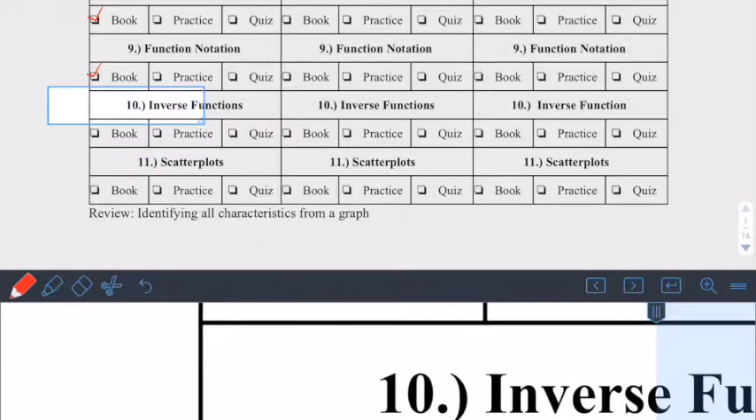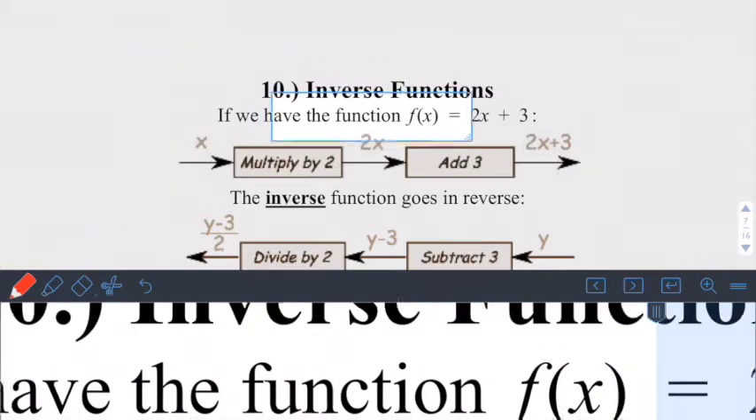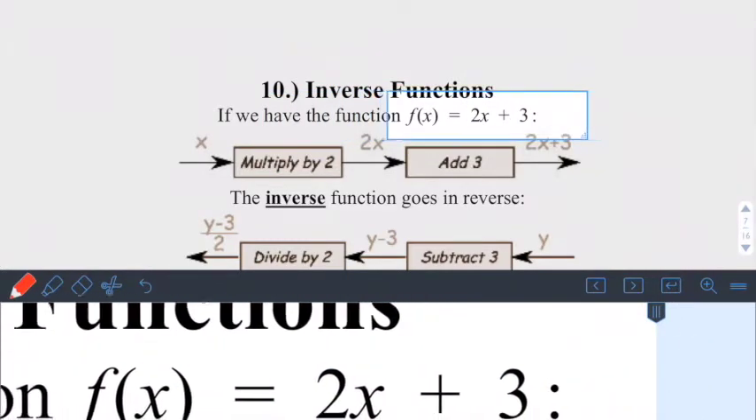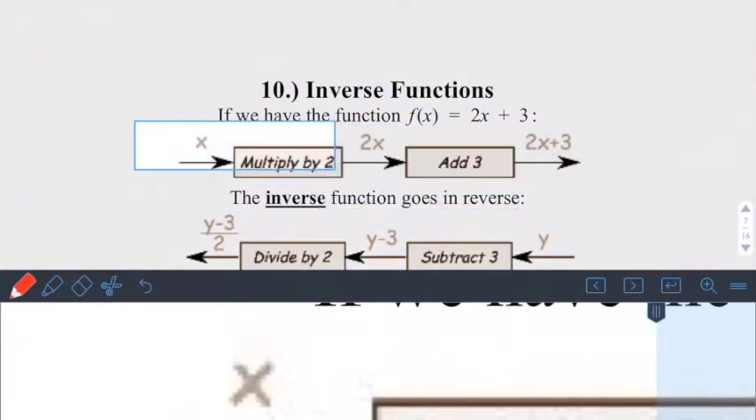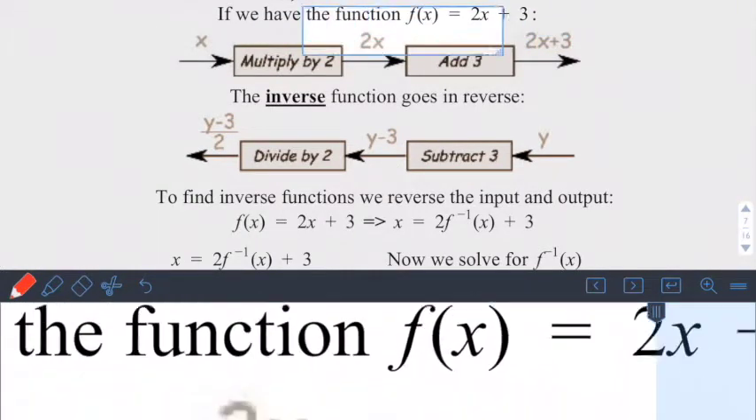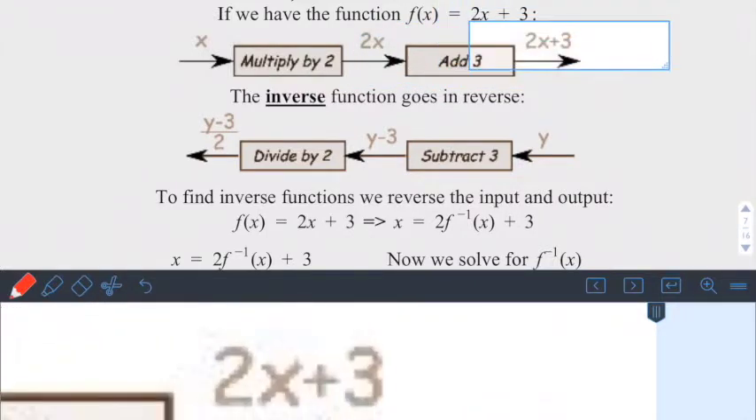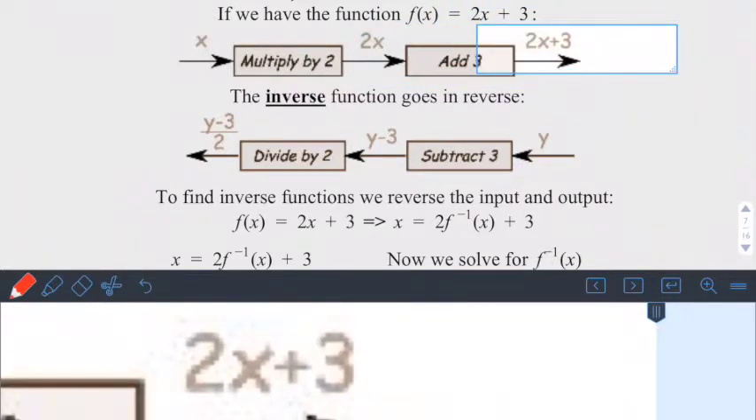This video is on inverse functions. If we have the function f of x equals 2x plus 3, what we do is we have our input of x, we multiply the input by 2, and that's how we got 2x, and then we add 3, and that's how we got 2x plus 3. So that's the order of operations.